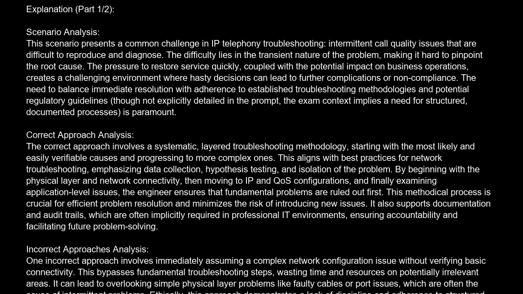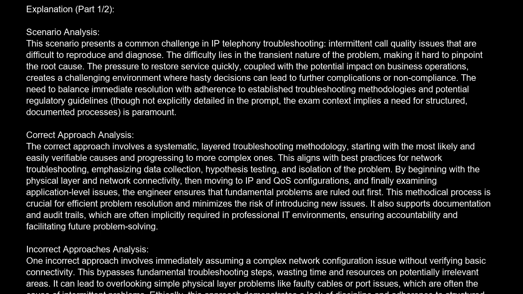Though not explicitly detailed in the prompt, the exam context implies a need for structured, documented processes is paramount. Correct approach analysis. The correct approach involves a systematic, layered troubleshooting methodology, starting with the most likely and easily verifiable causes and progressing to more complex ones. This aligns with best practices for network troubleshooting, emphasizing data collection, hypothesis testing, and isolation of the problem.